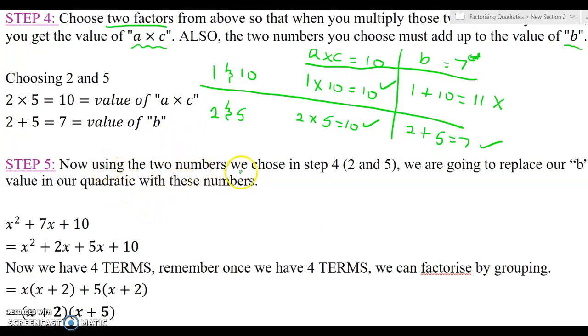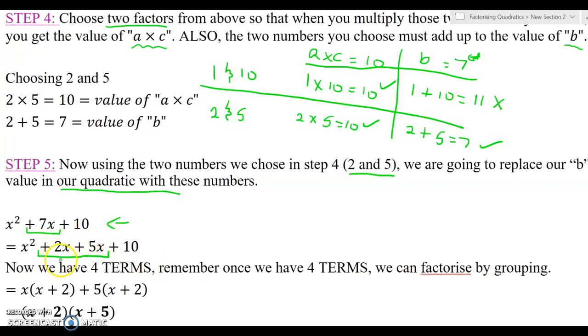Now, using the two numbers you chose in step 4, which was 2 and 5, we are going to replace our B value in the quadratic with these numbers. So this was my original quadratic: x squared plus 7x plus 10. I'm replacing this 7x now with the two numbers I chose. So I'm replacing it now by saying x squared plus 2x plus 5x. You see how the two numbers I chose, I replaced it with the 7x. Because it's the same thing. 2x plus 5x gives me back the 7x, right? We didn't change the value of anything, we just broke it down, right? And I'm going to have the plus 10 at the end.